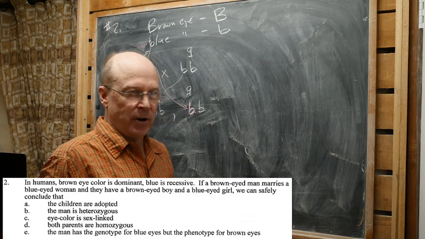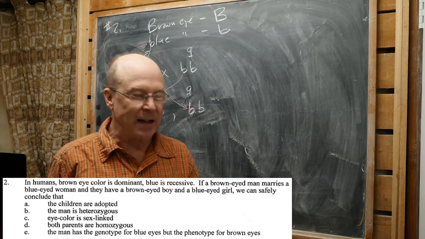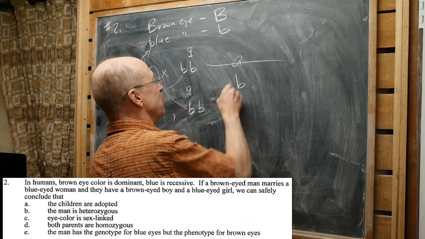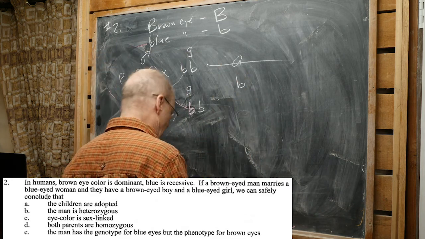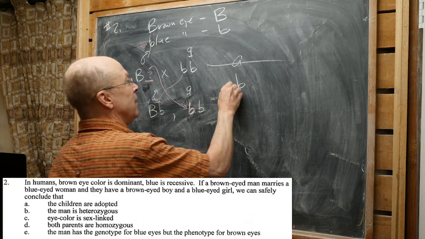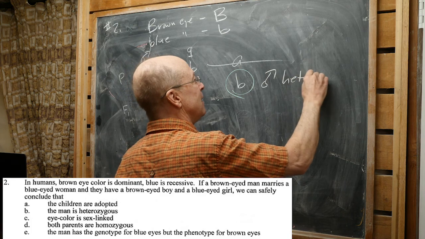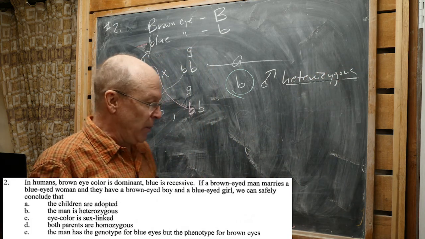Okay, so then we can look at our answers. Answer A, the children are adopted. Yeah, sometimes we have silly answers like this. Knock it out. That's answer A, out. So answer A, you can read, boom. Answer B, the man is heterozygous. Well, that's clearly the answer. That is the one that we go with. So basically, the man is heterozygous. That's what we just determined. You can read the other ones.